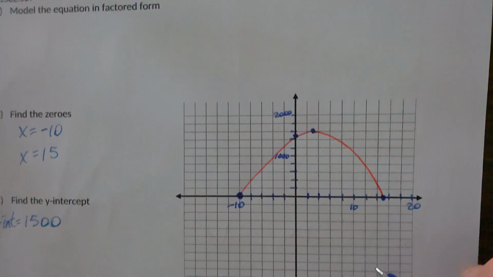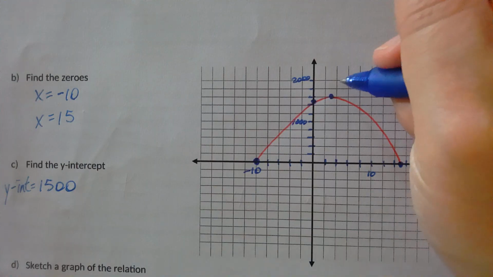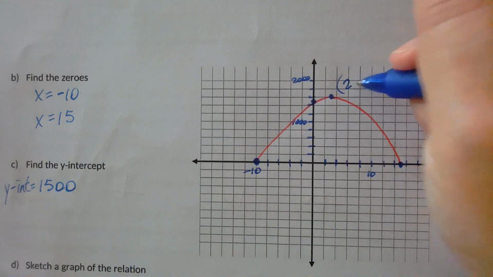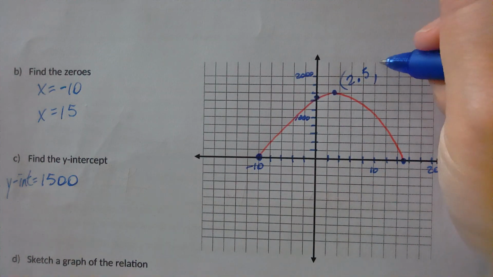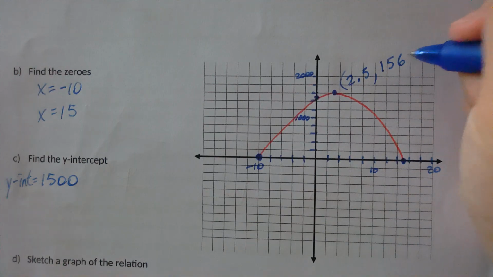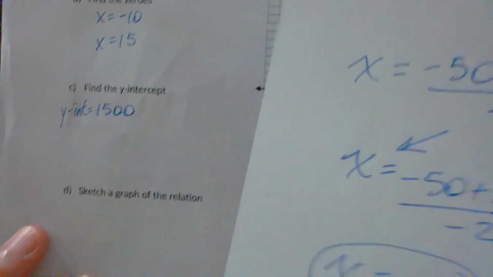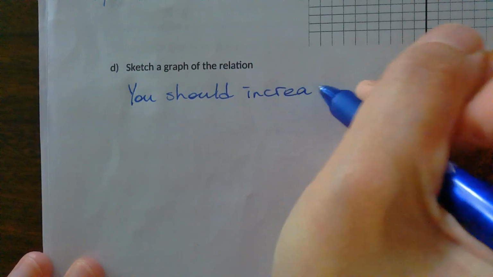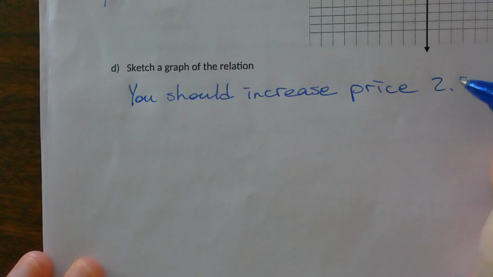And then, so what ticket price will generate the most? Remember that this vertex is at 2.5. What did we say x represents again? Price changes. That's right. So it's not increasing it by $2.50. It's the number of 50 cents increases. So it means you should increase the price 2.5 times.